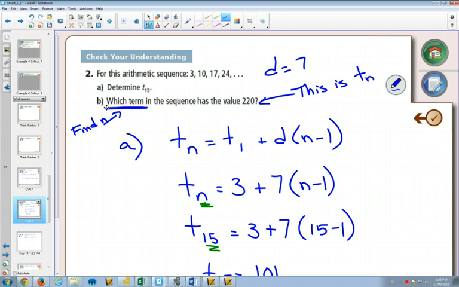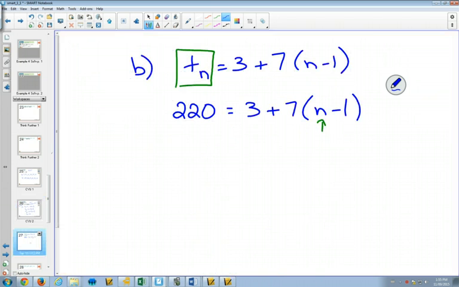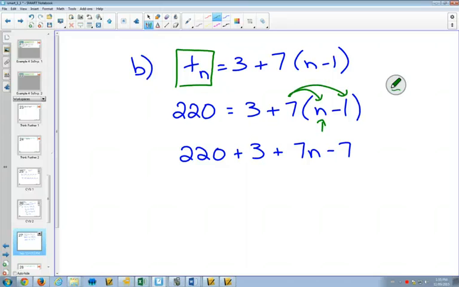So whenever we get these questions that are asking us which term, you're going to want to say, I'm trying to find n, and I have a value, so I know the value of Tn. So when I go to my formula for Tn, I put in the value of 220, and then the only thing I have left to solve for is the n. So now it's your algebraic skills that you've learned in grade 9 and grade 10. You want to get n by itself. Start by distributing the 7 to both of those. Combine your like terms.